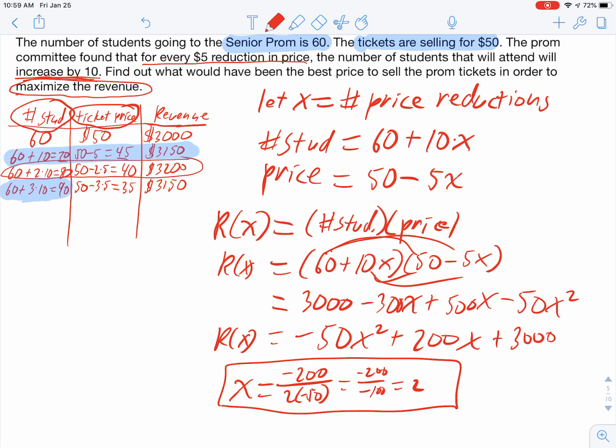And so now let's answer the question. If the question is asking, what would have been the best price to sell the tickets for? The best price would be 50, if we reduce the price by $5 twice, or 50 minus 5 times 2, which is 40. And so $40 is our answer. They could have asked how many students will come, which would have been, plugging x in for the number of students, 80. And they could have asked us how much revenue will we make, which would have been the 3,200.